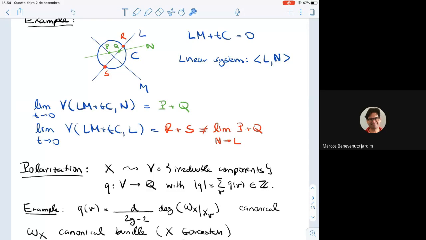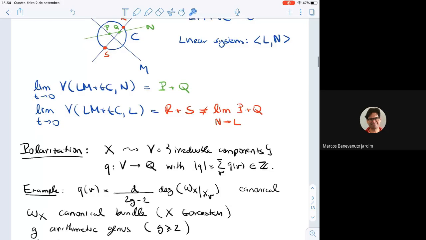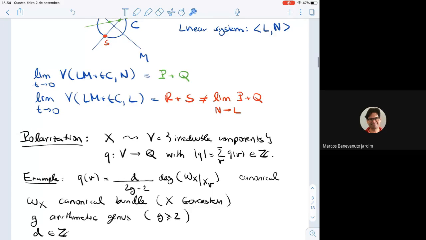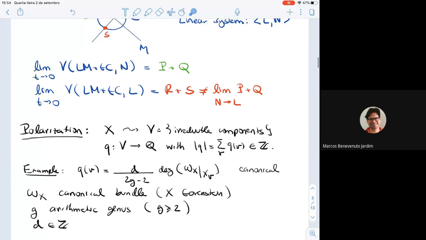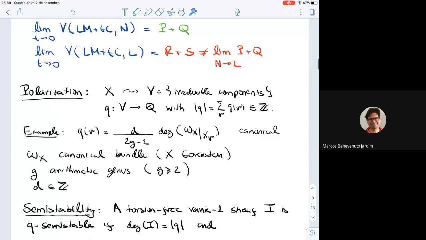If you do that, you're going to get a polarization of total degree 2g minus 2, where g is the arithmetic genus. Okay? If you want, you can scale this polarization by any integer, and then you get a polarization which has rational values and has total degree d. So that's one way of getting a sort of canonical polarization for every degree. And using the polarization, we define semi-stability.